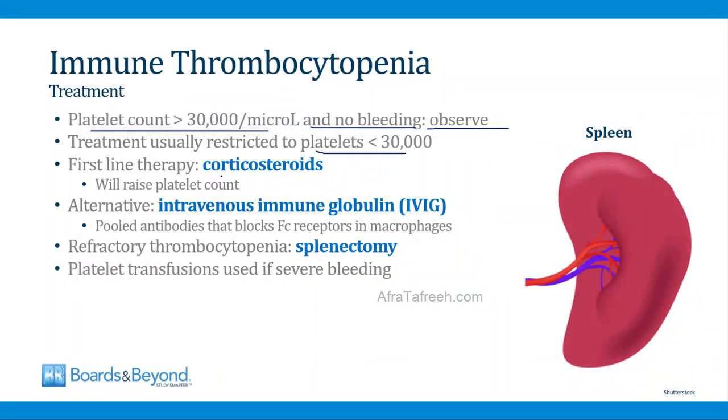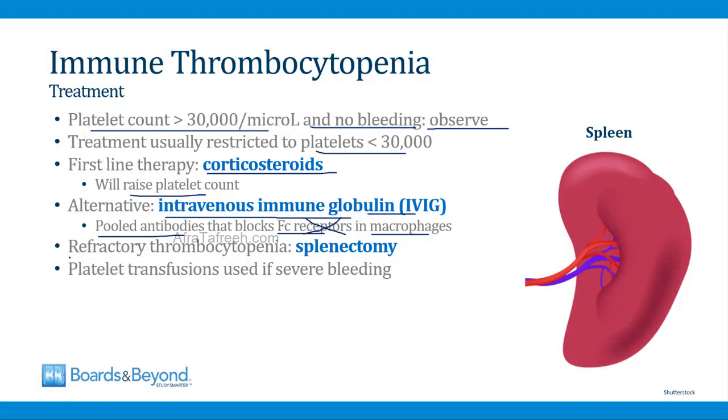The first-line therapy is corticosteroids. This will suppress the production of antibodies and therefore it will lead to a rise in the platelet count. An alternative treatment is intravenous immune globulin or IVIG. IVIG is pooled antibodies from donors and it blocks Fc receptors on macrophages, and these are the receptors that bind platelets and lead to platelet consumption in the spleen. So by blocking those receptors, IVIG diminishes the destruction of platelets in the spleen.